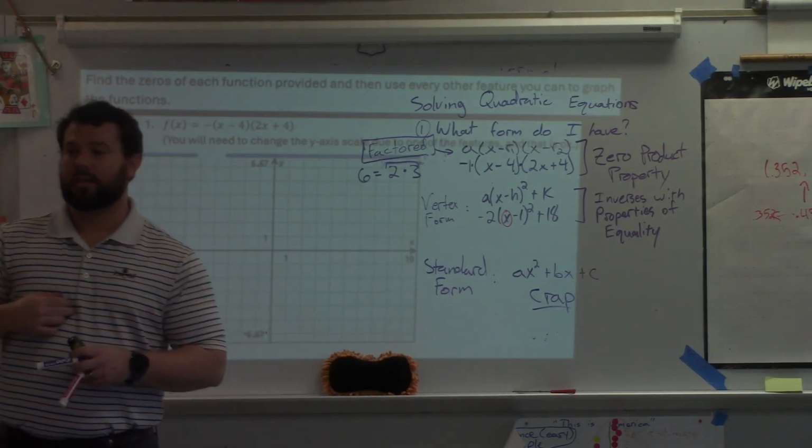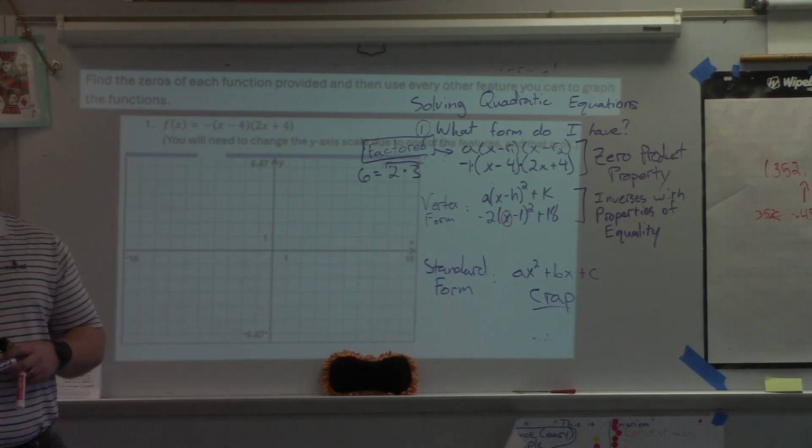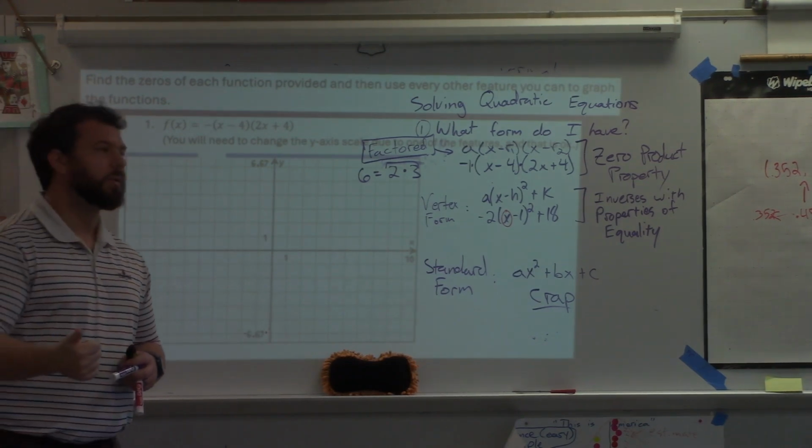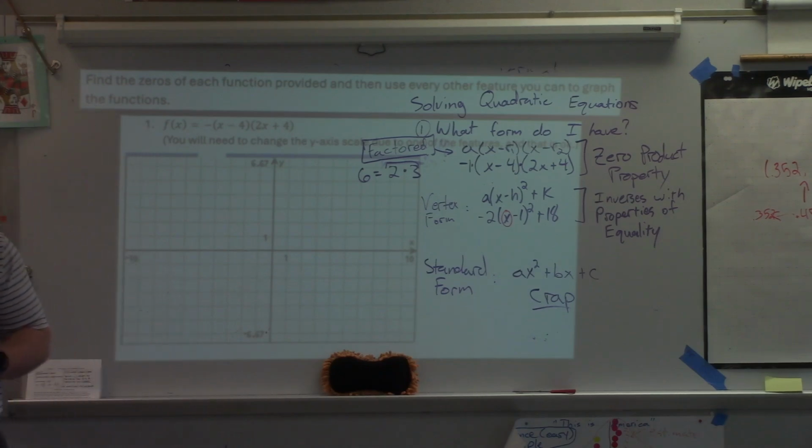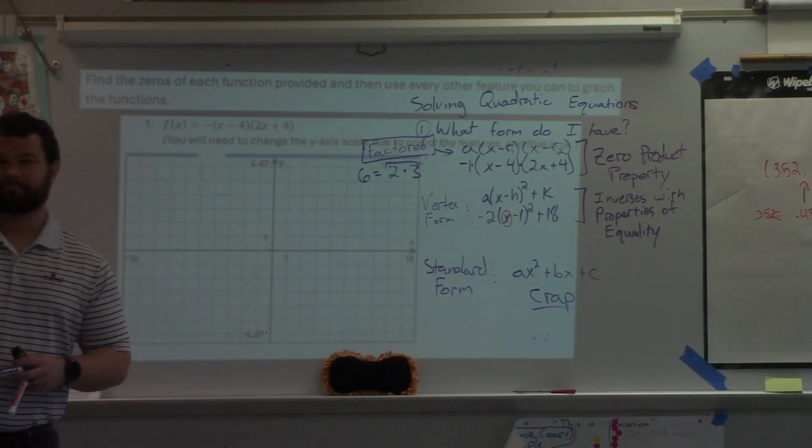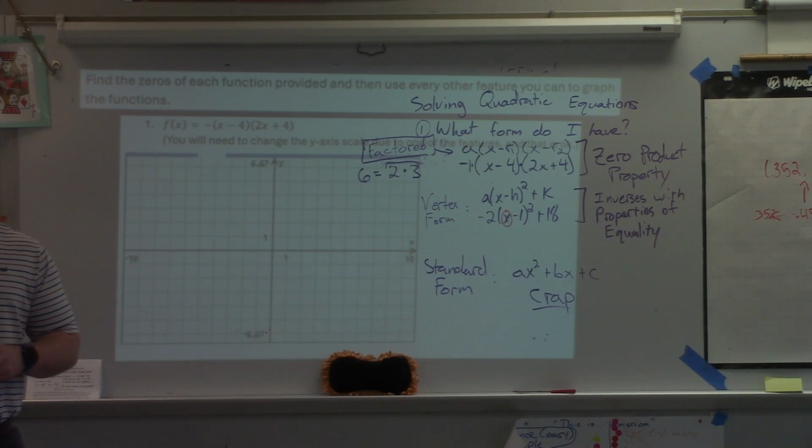I need y'all to hear me on that, right? If you have factored form, you might be able to use the zero product property. If you got vertex form, you can use inverses with properties of equality. You got standard form, if you keep it in standard form, it's going to be a rough day in the neighborhood.